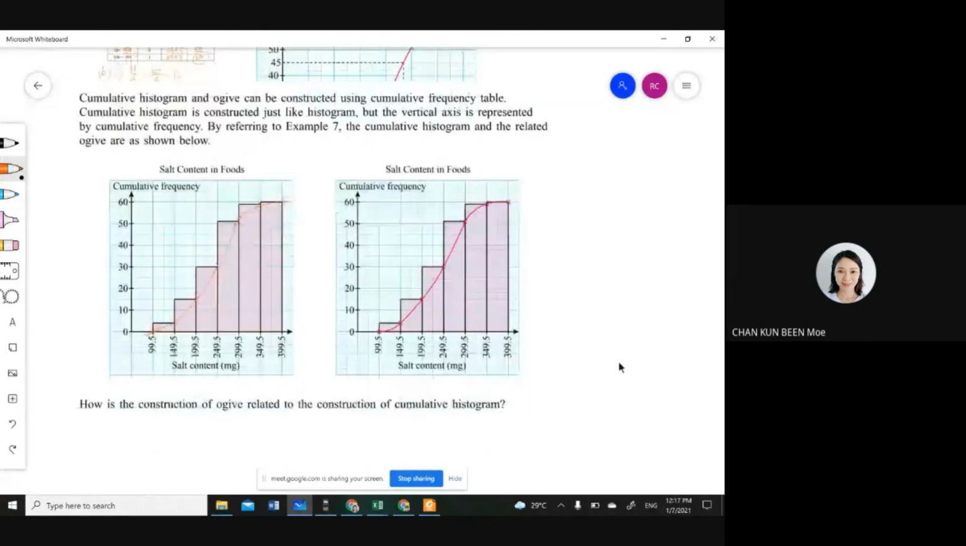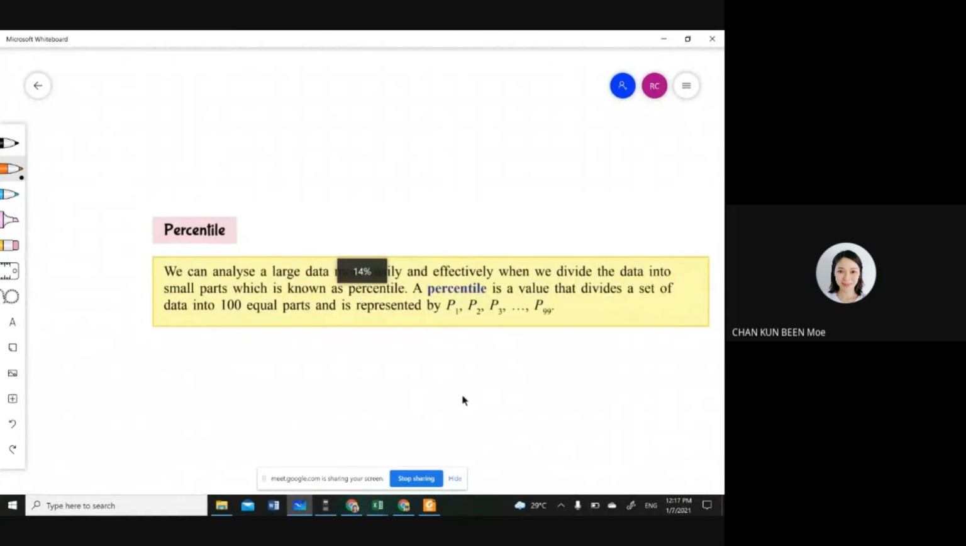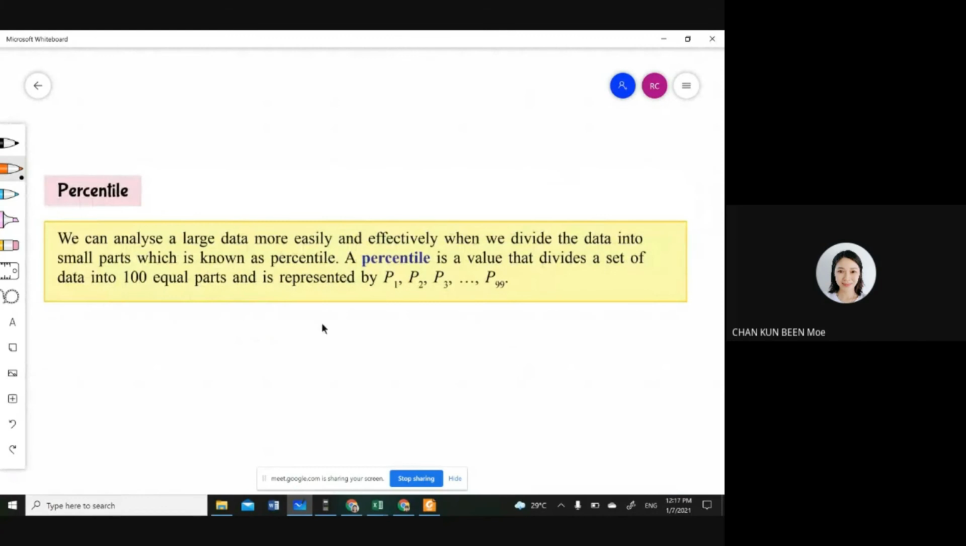So just now you learned about quartile. Now we move on to percentile. This is a new term to you. Okay, let's see what a percentile is. We can analyze large data more easily and effectively when we divide the data into small parts, which is known as percentile. A percentile is a value that divides a set of data into 100 equal parts and is represented by the first percentile, the second percentile, the third percentile until the 99th percentile. So you have to memorize this. Percentile is a value that divides a set of data into 100 equal parts.